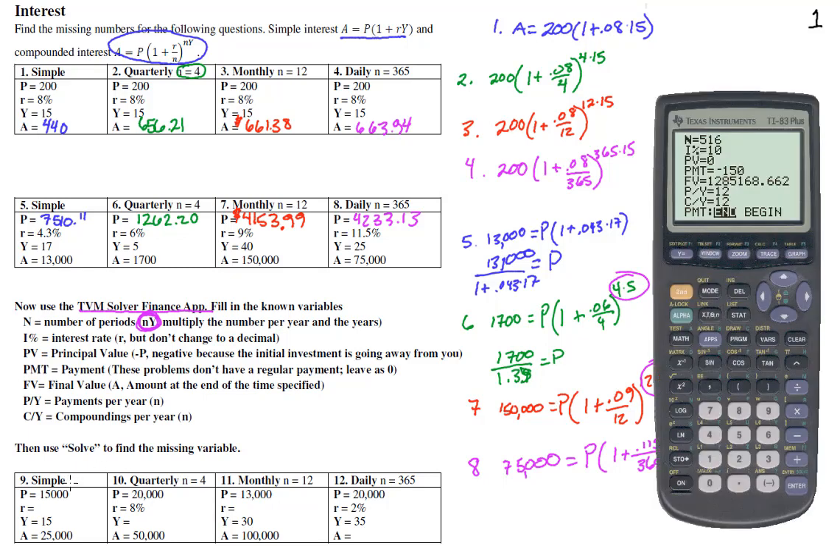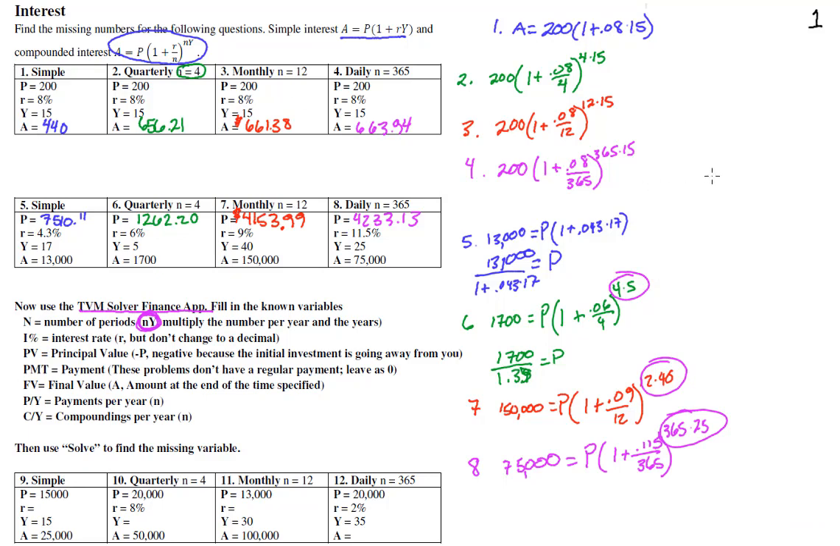Oh, they almost tricked us. That is so unfair. Number 9 here, we need to make sure and do this one over here. Number 9 is simple interest. We will not be using the Solver Finance app on simple interest. It always does compounded. So no app on this one, just calculator. That was almost tricky.